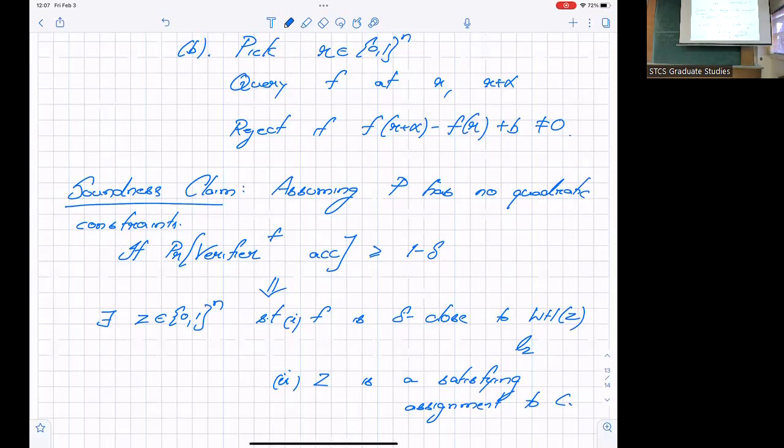That's not the BLR testing itself. BLR testing will give you this. BLR testing will tell you that F is close to some linear function Z. Now, furthermore, you want to say that Z is actually a satisfying assignment.